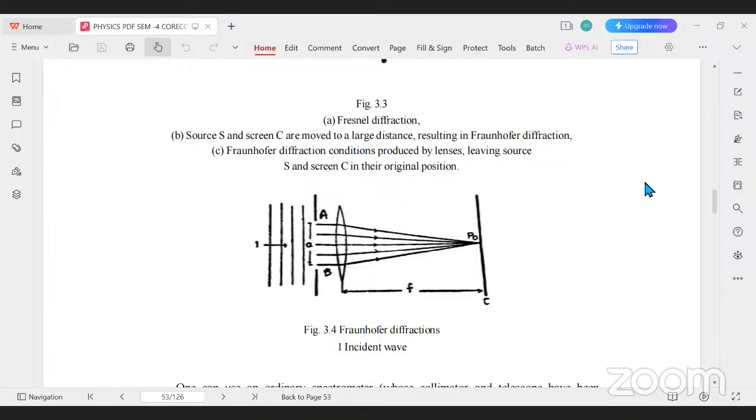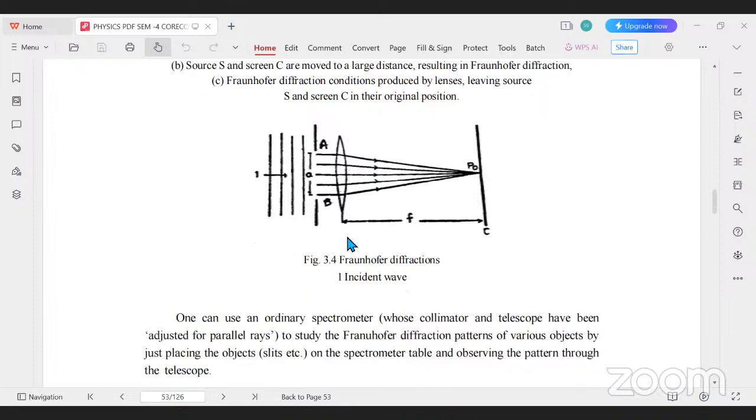So this is a Fraunhofer diffraction. One is the incident wave. When an incident wave travels to a glass material or a source, the wave is generated to travel in this way. As output, we can see that one can use an ordinary spectrometer whose collimator and telescope have been adjusted for parallel rays to study the Fraunhofer diffraction pattern of various objects by just placing the objects, slits, etc. on the spectrometer table and observing the patterns through the telescope.